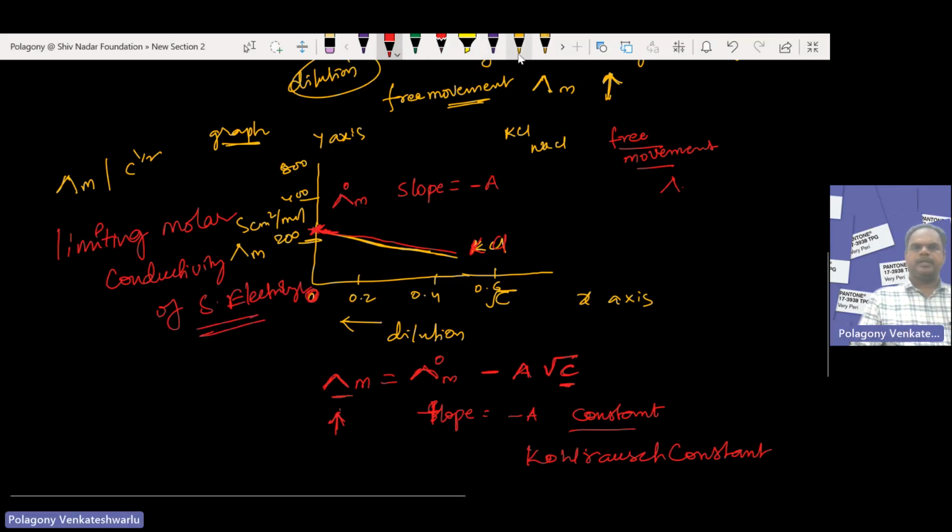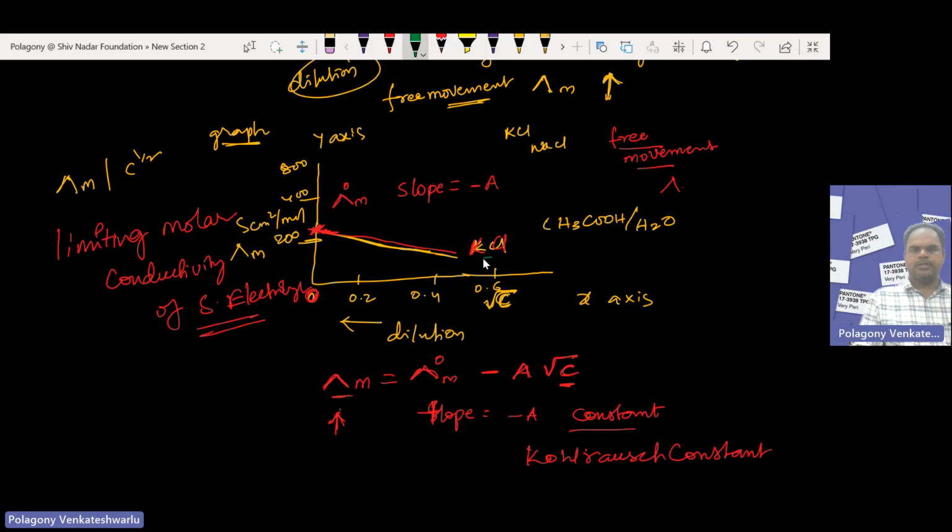And if you take a weak electrolyte like acetic acid, CH3COOH, one molar weak electrolyte in the water, it will form the solution. If you plot the graph between the square root of concentration of the weak electrolyte and the molar conductivity, look at this, how the graph line we get for weak electrolyte.